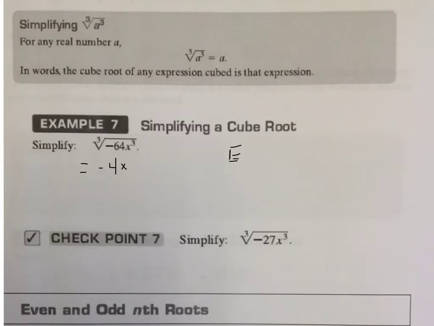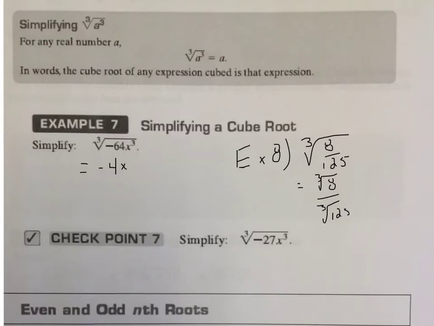Now I want to do another example because there are problems that, just like in our square root problems, we had fractions, taking the cube root of a fraction. So we're going to do example 8, and I want to do the cube root of, say, 8 over 125. We did this with square roots, but I wanted to show you that it can be done the same way with cube roots, and that is we can cube root the top of the fraction and cube root the bottom of the fraction separately. So we can take the cube root of 8 over the cube root of 125, and what that gives us is 2 over 5. Okay, so that's our answer.